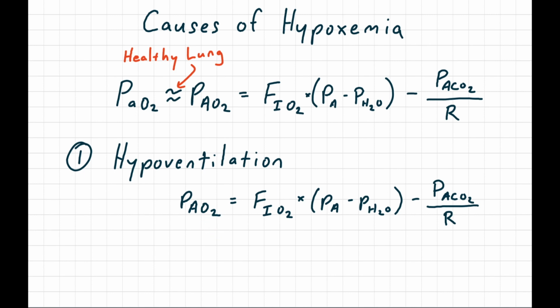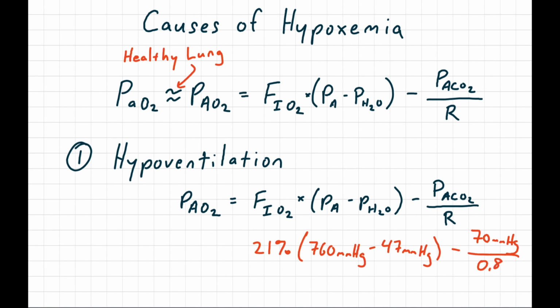So think about your otherwise healthy patient who came into the emergency room with an arm fracture but nice healthy lungs. They got a little bit too much narcotic pain medication, so now they're hypoventilating. The patient is breathing room air, which is 21% oxygen. They're breathing at sea level barometric pressure, which is 760 millimeters of mercury, and the vapor pressure of water at body temperature is 47 millimeters of mercury. Let's say their alveolar carbon dioxide is all the way up to 70 millimeters of mercury, and they have a normal respiratory quotient of 0.8.